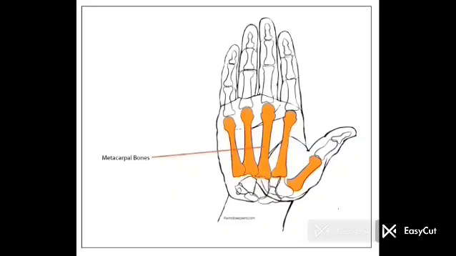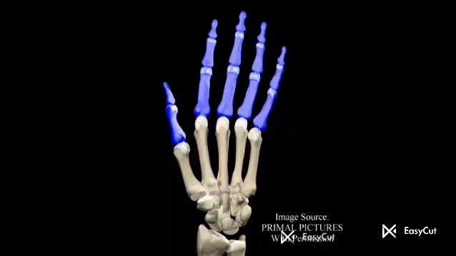Next after the carpals are the metacarpals. Metacarpals are 5 in number, and they are arranged medially to laterally. Last is the phalanges. Phalanges are the digits that we see. There are 3 phalanges for each finger and 2 for the thumb, so they are 14 in number in total. So this was about the bones of the forelimbs.